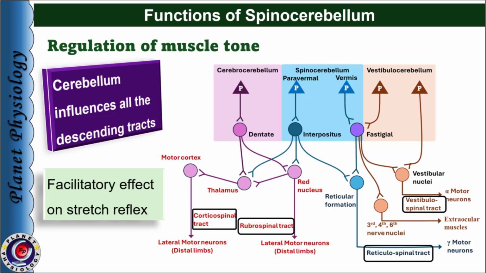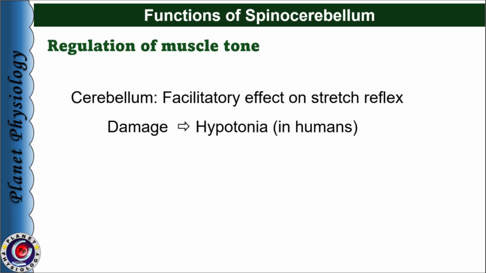When the cerebellum is damaged, this facilitatory control is lost, resulting in hypotonia, again a characteristic clinical feature of cerebellar lesions in humans. However, it is important to note that in animals, the cerebellar connections with the brainstem are highly complex, and due to these intricate interactions, cerebellar lesions in animals often lead to spasticity or rigidity rather than hypotonia.